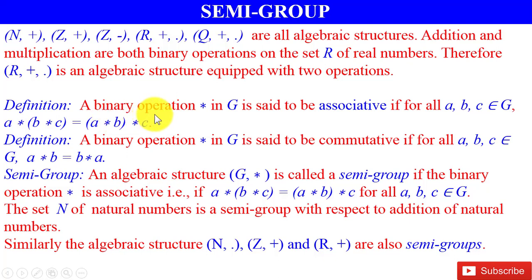Definition: a binary operation star in G is said to be associative if for all a, b, c belonging to G, (a star b) star c is equal to a star (b star c). A binary operation star in G is said to be commutative if for all a, b belonging to G, a star b is equal to b star a.